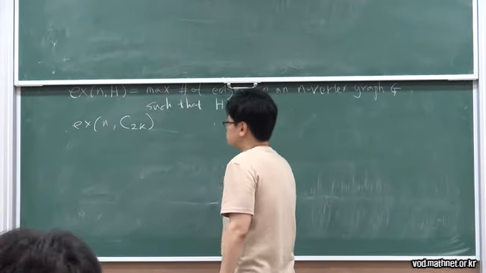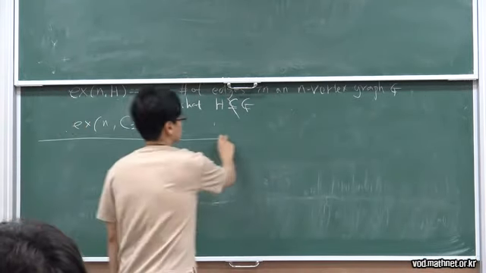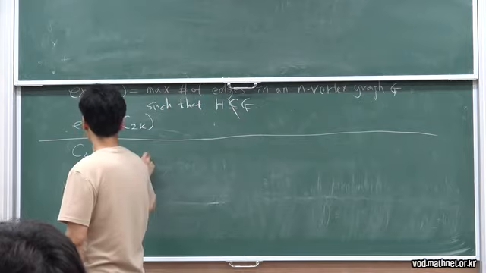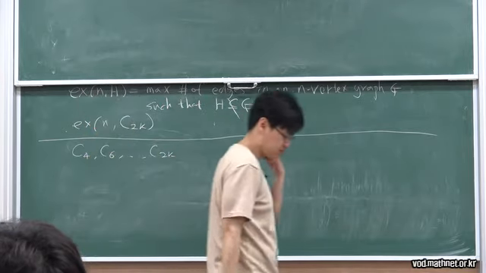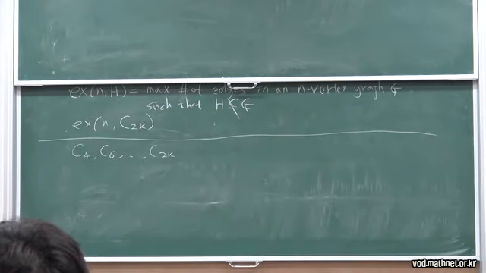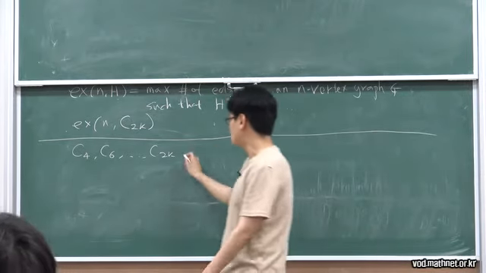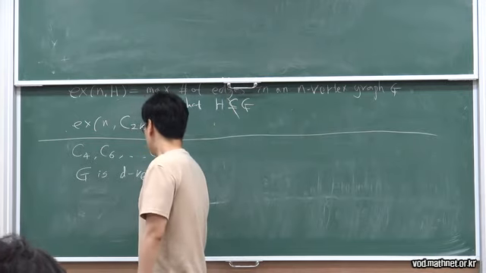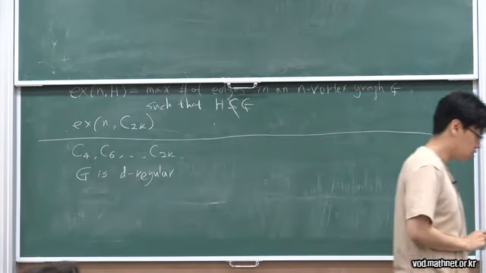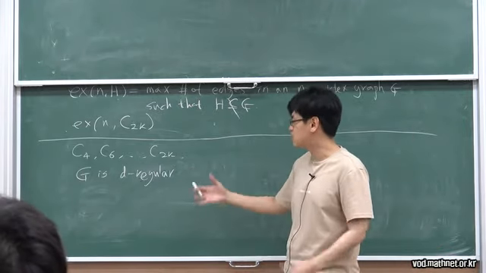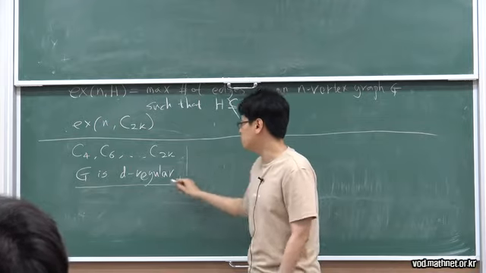To simplify the situation, let's just consider the case where we are forbidding all even cycles up to size 2k. So instead of forbidding just one, we are forbidding all of those. And then to make the situation simpler, let's say G is D-regular. In this case, if we know D, then we directly know how many edges G has, right? This is just an additional assumption to make things clear at first. In this case, how big can D be?